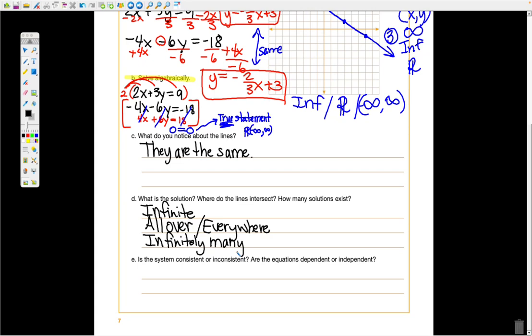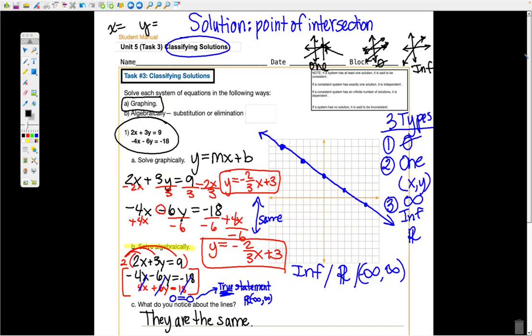This is something new. We haven't talked about consistent and inconsistent or dependent or independent. So let me just tell you right quick. On the top of the page, I have it typed out so you can refer to this. It's kind of small, but the first part says, if a system has at least one solution, it is consistent. If it has no solution, it's inconsistent.